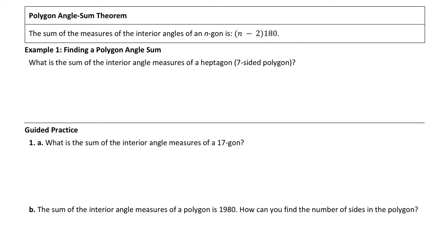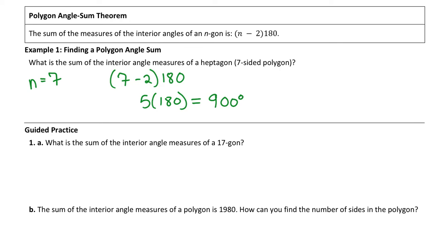So in example 1, we're going to talk about what n-gon really means. N-gon just means the number of sides. N represents the number of sides. So in example 1, n is 7 for a heptagon. It has 7 sides. So the way we find the sum of the interior angles of a heptagon is we take the number of sides, 7, minus 2 times 180, which is really 5 times 180, which equals 900 degrees.